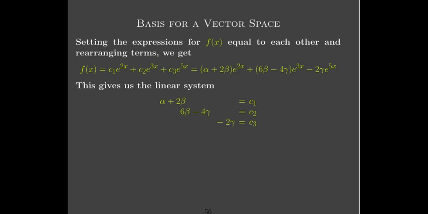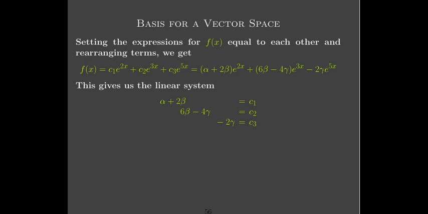And now I can compare coefficients on each function. If these two are equal to each other as functions, then the corresponding coefficients have to be equal to each other. So I wind up with a linear system that alpha plus 2 beta has to equal C1. Those are the coefficients on e to the 2x. 6 beta minus 4 gamma is C2, the coefficients from e to the 3x. And finally, minus 2 gamma has to equal C3.